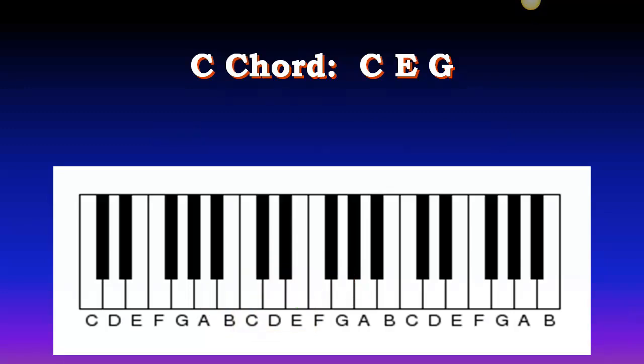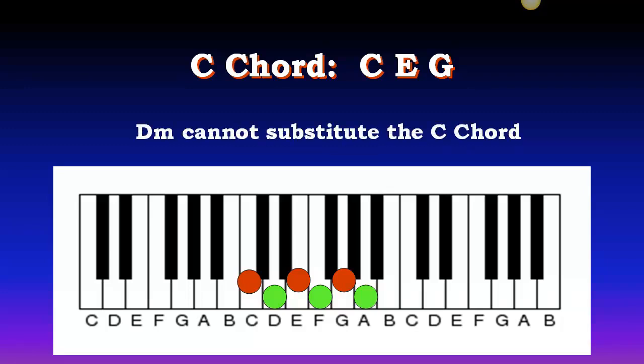Let's choose a D minor chord. First, we put in the C chord, C, E, G tones. For the D minor chord, it has D, F, A. Look, these two chords don't overlap. They don't have any tones in common. So in music theory, we say that D minor cannot substitute for the C chord. This is quite interesting, isn't it? So we'll be studying about these chords in Level 3.